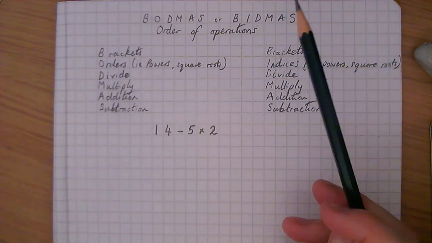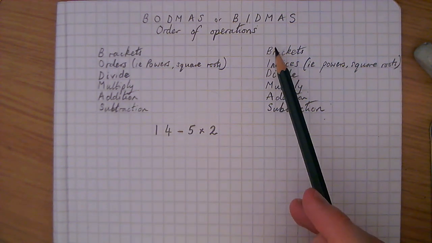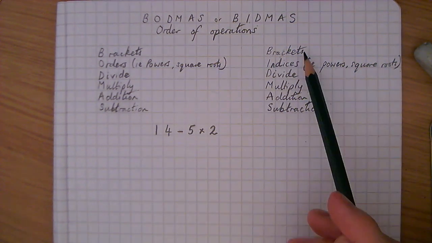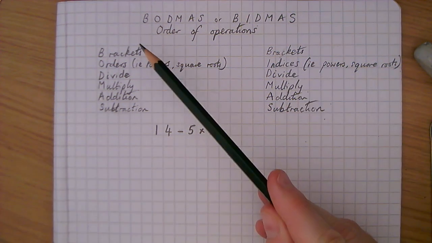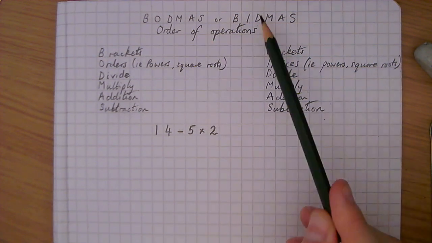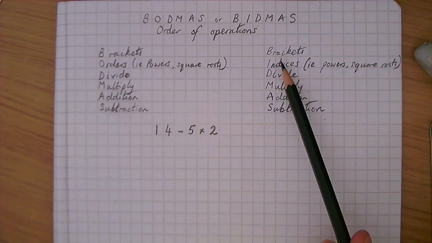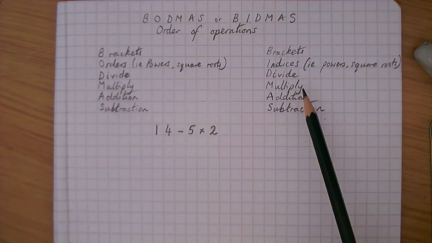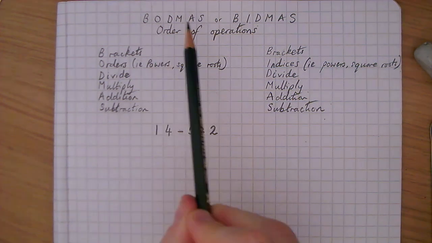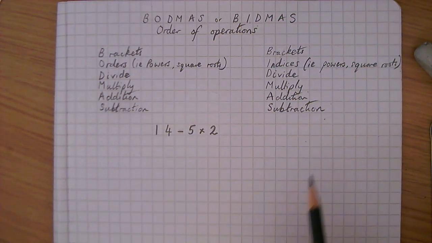It's important to note that anything in brackets gets done first. So you calculate that first, even if it's a subtract, if it's in brackets, it always goes first. So the order is, just to recap, whether it's BODMAS or BIDMAS: brackets, indices or orders, things like squared numbers, then divide, multiply, add and subtract. So you need to remember BODMAS or BIDMAS, whatever your teachers taught you.